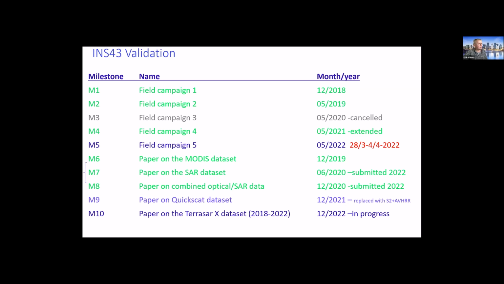So the next topic is validation, and we have carried out 3 field campaigns until now. Of course, the campaign in 2020 had to be cancelled due to COVID. And we're just now planning the last field campaign. We have published papers on both the MODIS and the SAR dataset, and actually also on the combined optical and SAR dataset. It's in the same paper. The QuikScat dataset will be replaced with the Sentinel-2 and AVHRR, and we're working on the TerraSAR-X dataset right now.